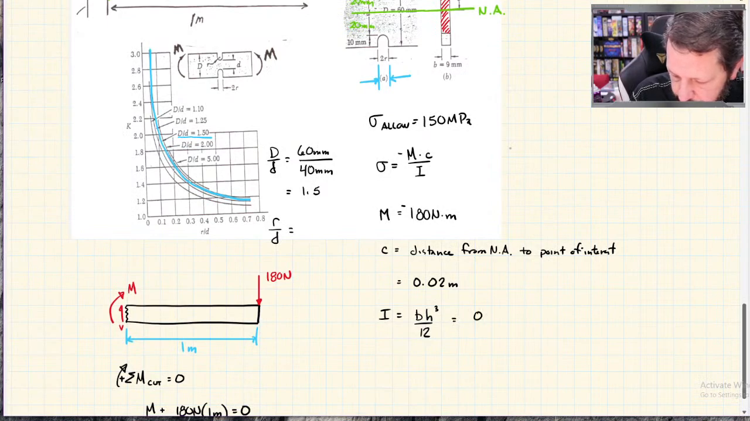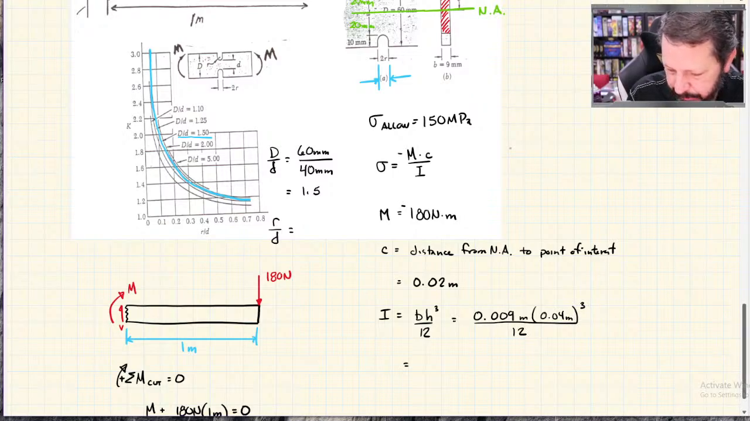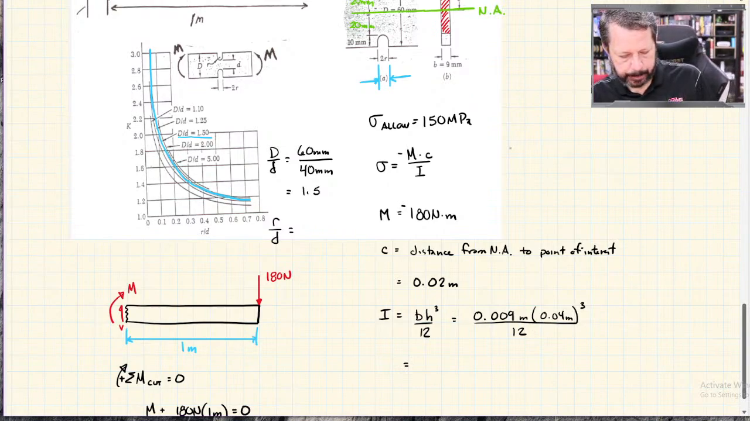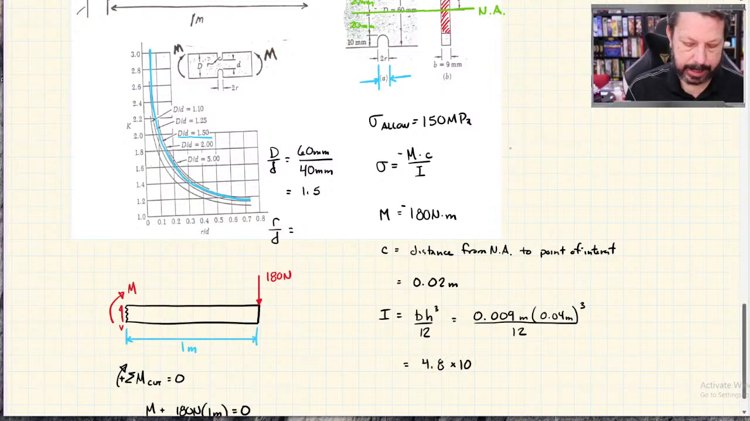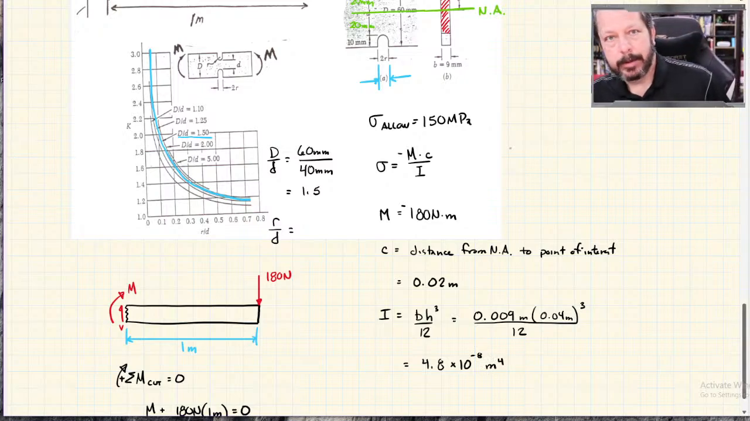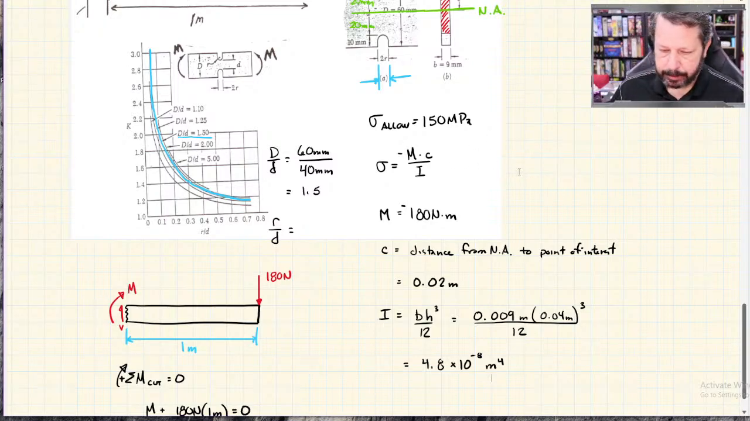So again, I'm going to put that in, cubed over 12. So let's see what that is. So super tiny number, 4.8 times 10 to the negative 8th. But those units are meters to the 4th. So if you kept it in millimeters, then it'd be a giant number. But since we're in meters, it's a really tiny number.